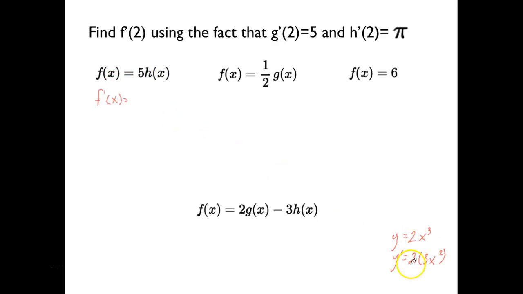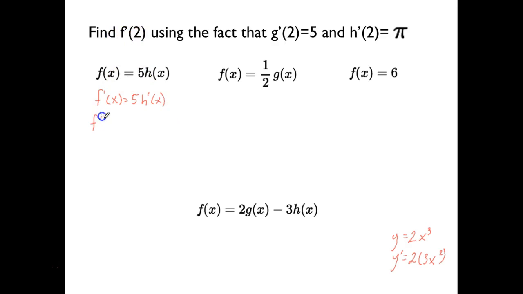Notice the coefficient stays with it, right? So this 5 is going to stay with it. Then we're going to take the derivative of this. These are really easy. The derivative of h is just h prime. You can't make it any easier. And it says find f prime of 2.